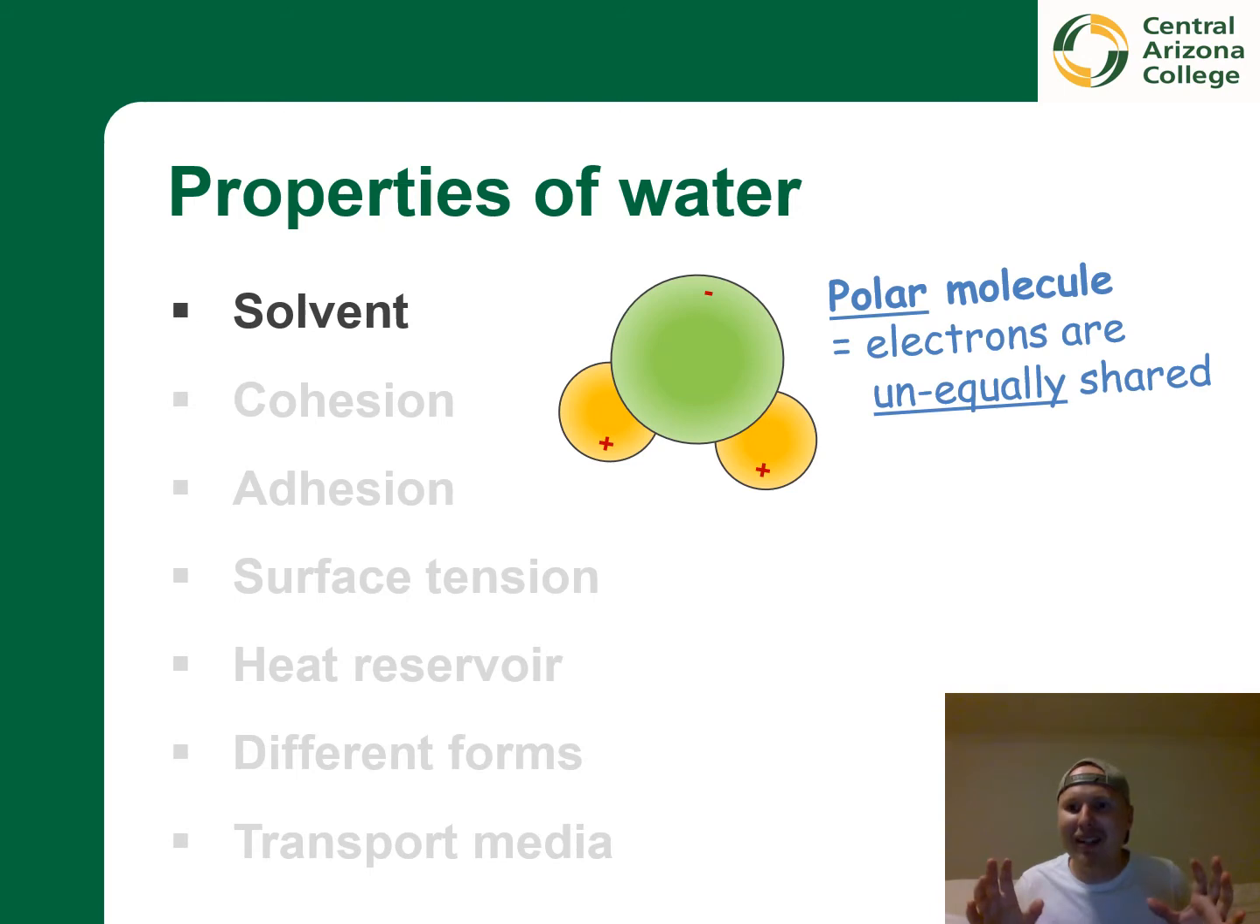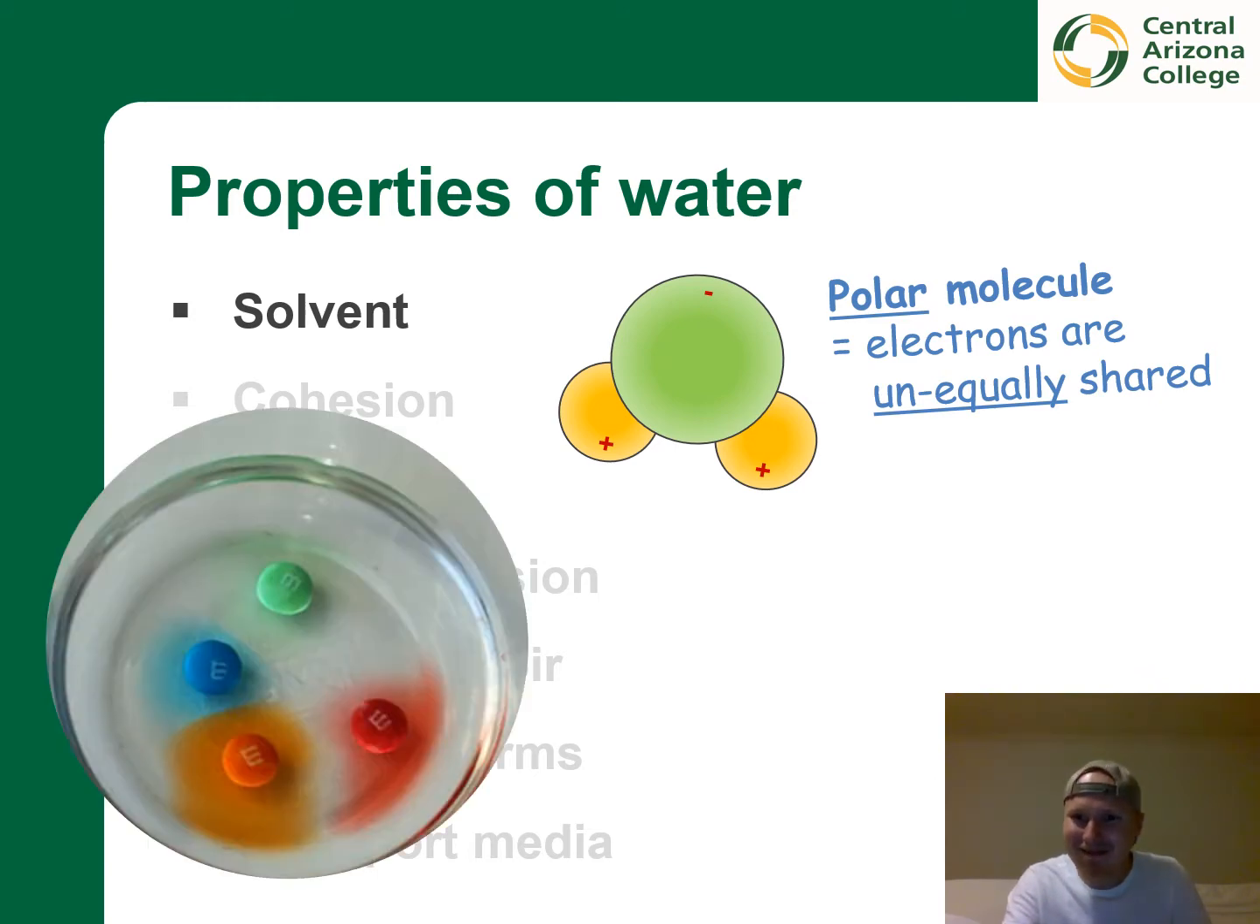This polarity is important because polar substances are especially good as solvents. And as water dissolves so many different substances relatively easily, it is often referred to as a universal solvent. In fact, it dissolves more substances than any other liquid.